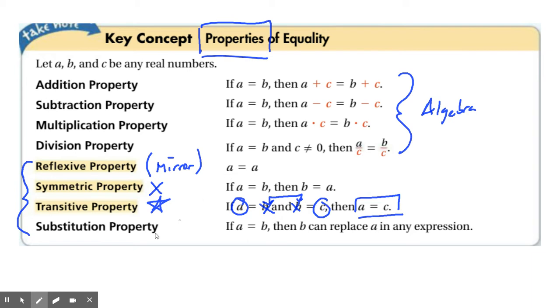So that's equality. And then also substitution. You use substitution all the time, right? When you create an equation, you plug values in. That's called substitution. If A and B are equal, then B can replace A, right? And that's the idea. And A can replace B, vice versa.